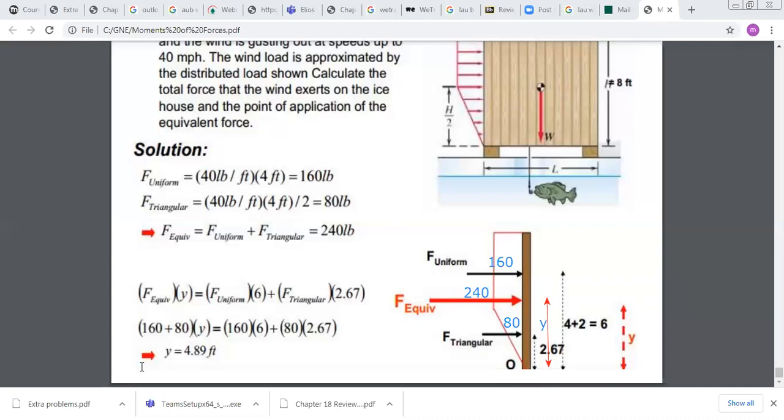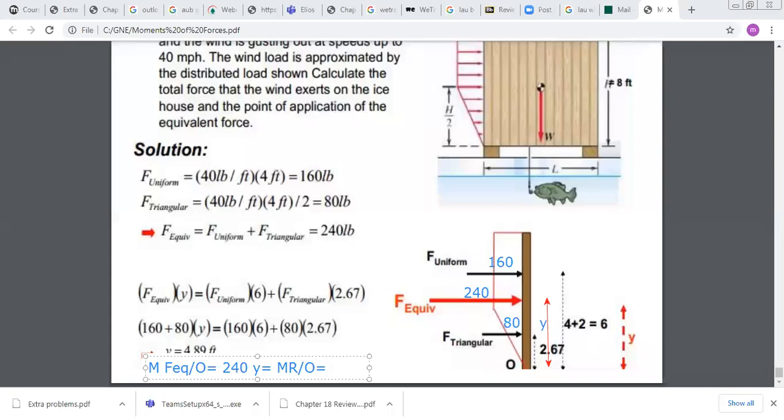So the moment of F equivalent of the system about O is equal to 240 times the distance to O, the projection from O to F. The projection distance is Y, so times Y. But this should be equal to what? This should be equal to the total moment about O, M resultant about O. What is the resulting moment about O? You have two forces in this problem: the triangular force and the rectangular force. You want to find the total moment of these two forces.